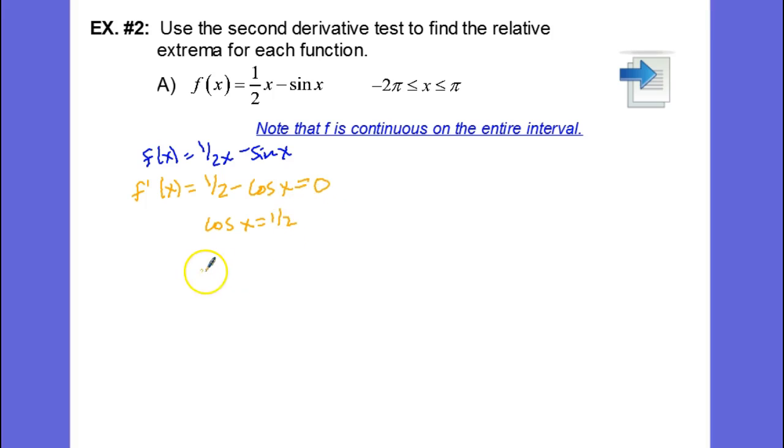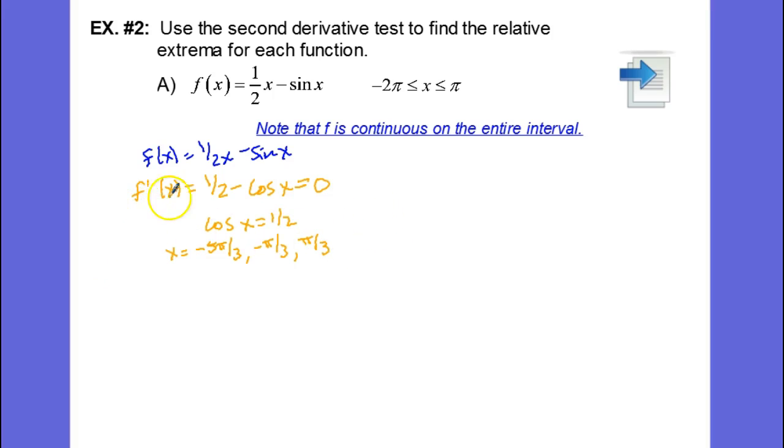And when does that happen? Well, take a look at your unit circle, and x is equal to negative 5 pi over 3, negative pi over 3, and positive pi over 3.